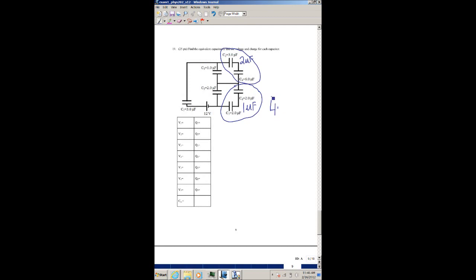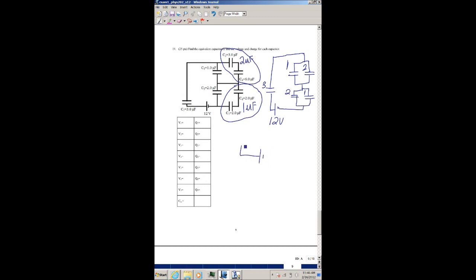I have 12 volts. That's my 3 microfarad capacitor. And then I have 2 parallel branches. There's 12 volts, 3 microfarads for C1. This is 1, this is 2. This is 2, and this is 1. So each of those parallel branches simplifies to a 3 microfarad capacitor.